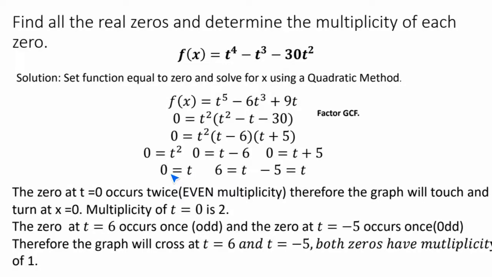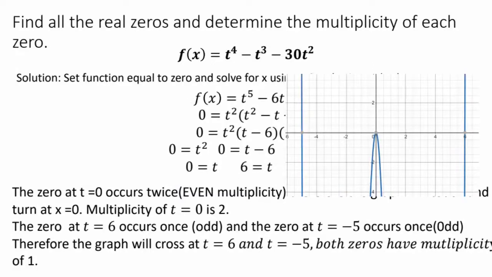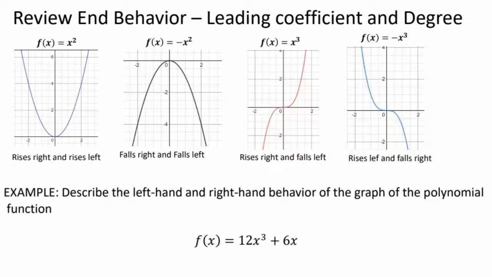Okay, so we'll look at some more examples here in a second. If you're interested in the graph, notice that it crosses at this point, it crosses at this point, but then it's going to touch at t equals 0 and then turn.